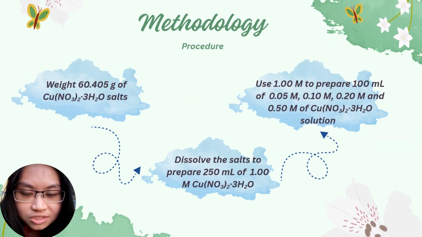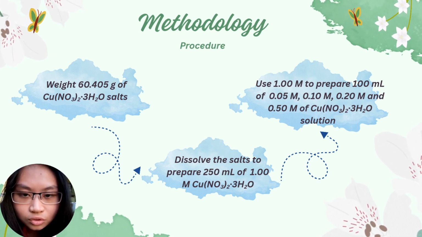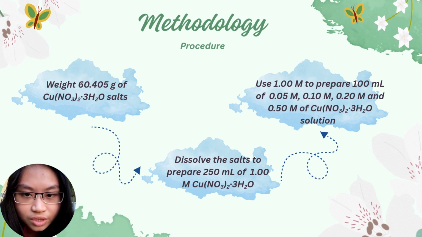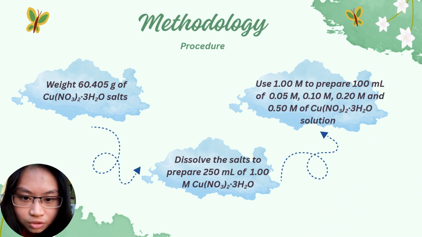At first, weigh 60.405 grams of the copper nitrate trihydrate salt, then dissolve it in distilled water to prepare 250 mL of 1.00 M copper nitrate trihydrate solution. The prepared solution is used to prepare another 4 concentrations of the solution.